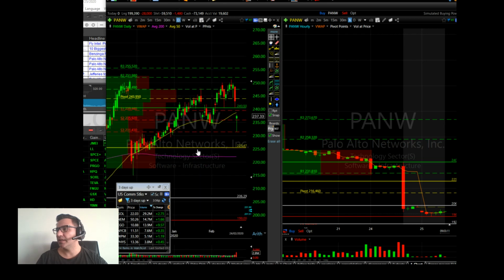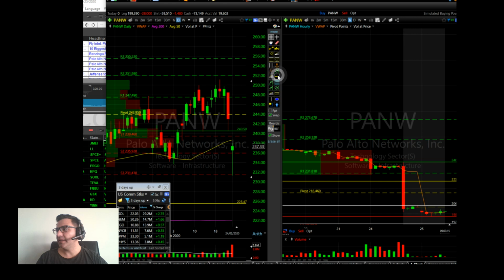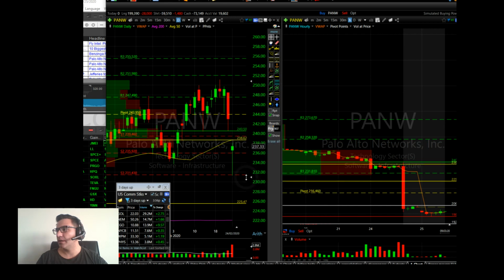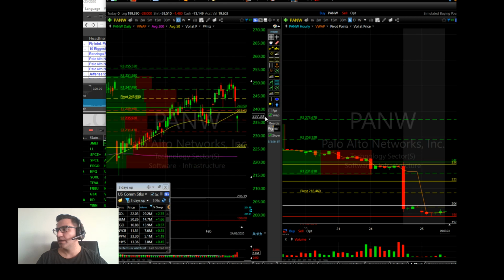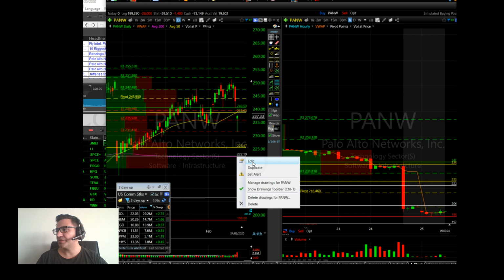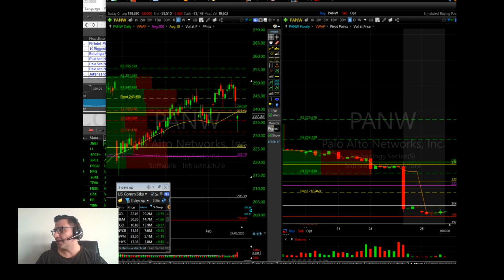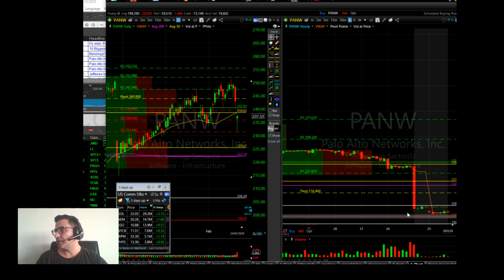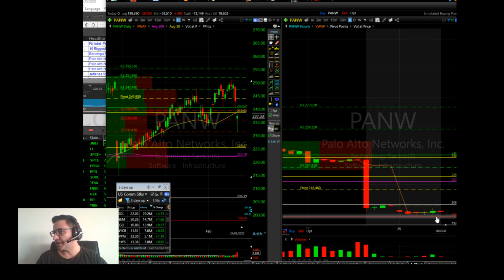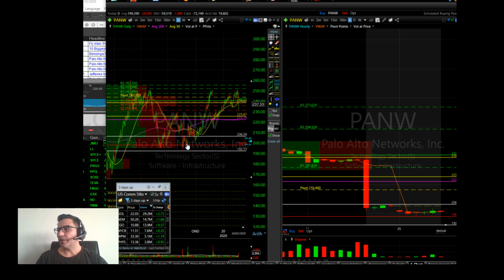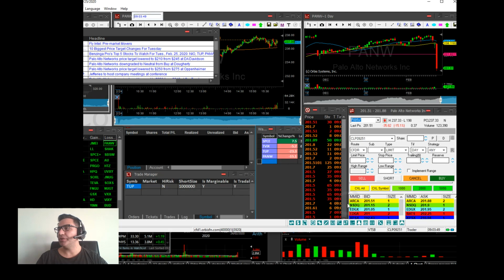Let's move to the daily. On the daily, the 50 moving average is right here. And the 200 moving average is right here, which is also very, very important. Currently, we are trading below those three levels. So next support is our pre-market low, and then is the weekly pivot at 192.13, pivot low. All right, these are the levels for PANW.